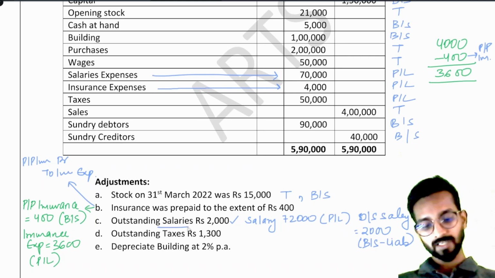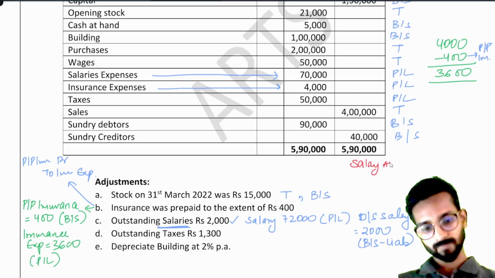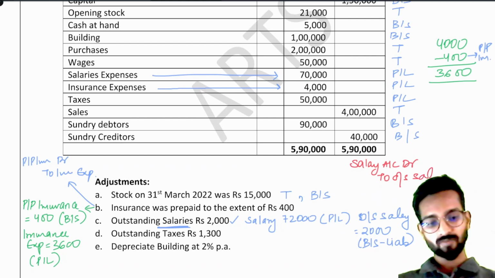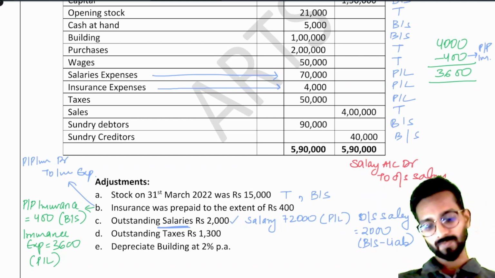Outstanding salary is your liability. So your entry will be salary account debit to outstanding salary. See, they have not asked us these entries, but I am just telling you to understand how the accountancy, how the accounts flow. Okay. Then outstanding taxes 1,300.